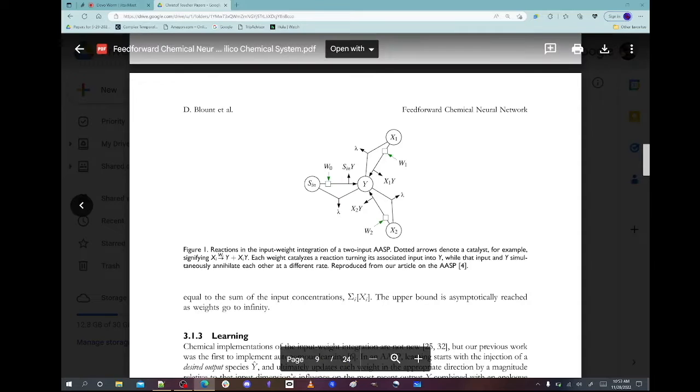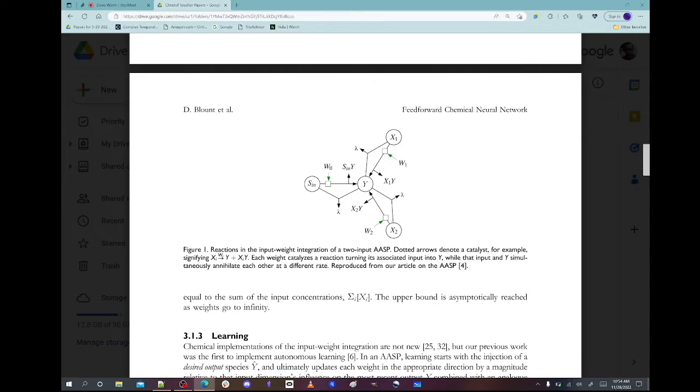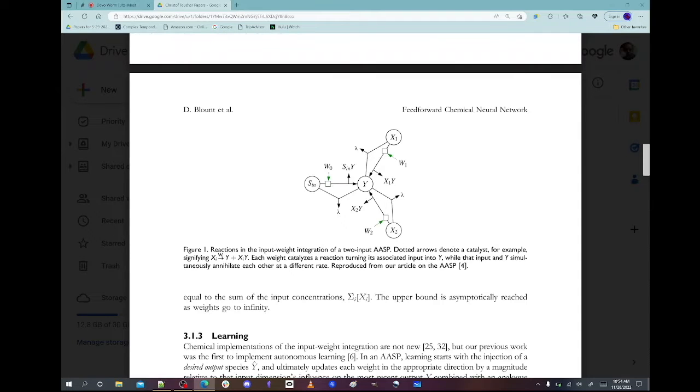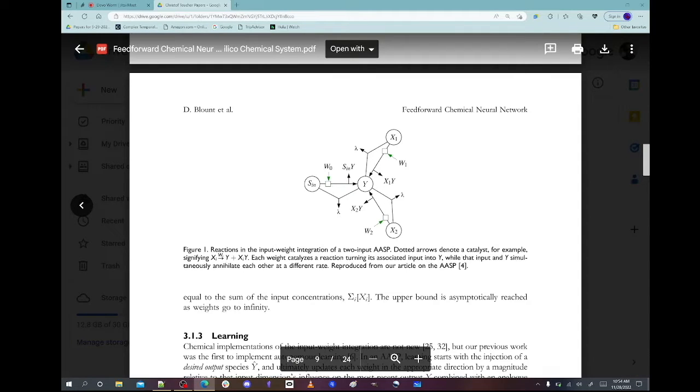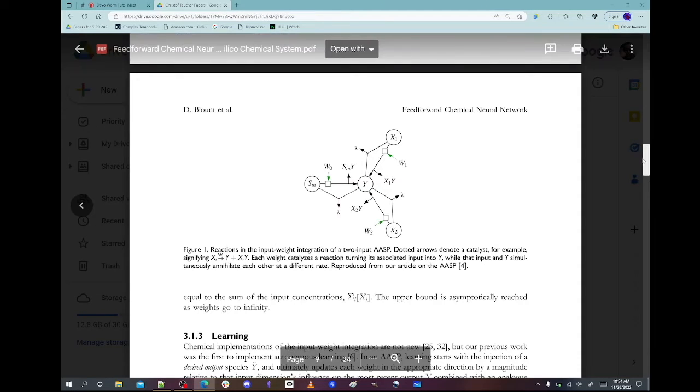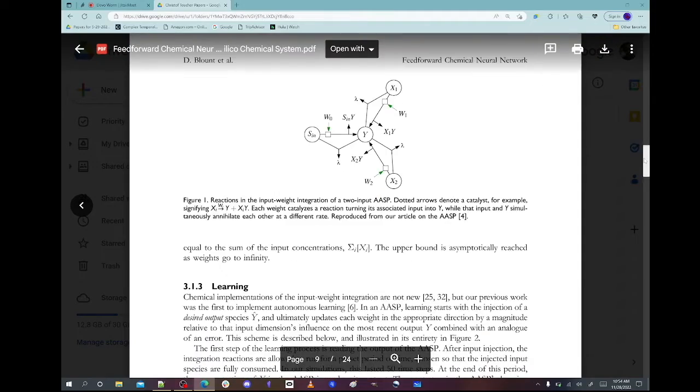You can see that the dotted arrows denote a catalyst. So this is a catalyst here, for example, or this one. And this signifies a reaction in the network between x sub 1 and y. Each weight catalyzes a reaction, turning its associated input into y. So everything gets turned into y, while that input and y simultaneously annihilate each other at a different rate. So this is where you get these kinetic dynamics, and you can characterize it in a network.